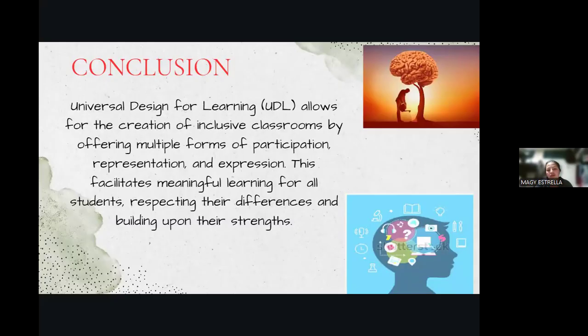With multiple means of action and expression, students can demonstrate their understanding in different ways that match their abilities. When these three principles work together, the learning environment becomes more flexible and inclusive. Universal design for learning not only removes barriers but also gives every student the opportunity to succeed and participate actively in class. Overall, universal design for learning promotes meaningful learning and ensures that all students have equal opportunities to learn and grow.